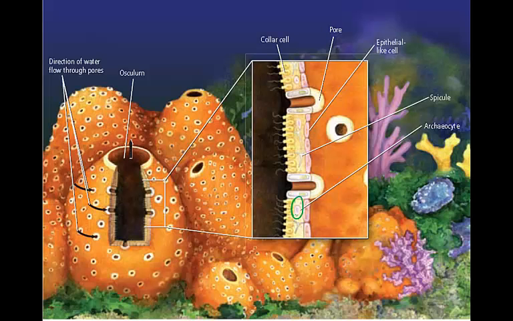These amoeba-like archaeocytes are involved in digestion, that's where digestion occurs within a cell, and the production of eggs and sperm. Sponges lack a nervous system because they lack tissues. However, the external epithelial-like cells can respond to touch and other chemical signals by closing the pores and allowing water to stop flowing in.